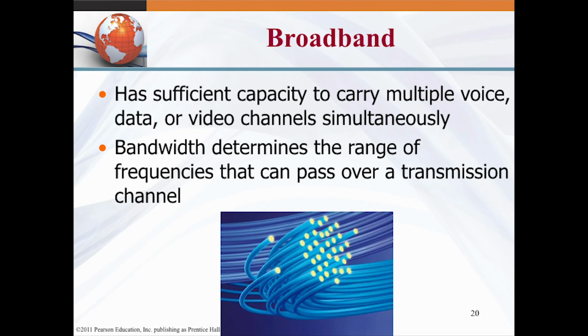Broadband. An example of the effects of broadband: the traditional telephone network offered quite limited bandwidth compared to the state-of-the-art digital telephone network. As a result, a traditional telephone call sounds lo-fi. Bandwidth is measured in bytes per second. A full page of English text is about 16,000 bits. You need to ensure that you have sufficient capacity to carry multiple voice, data, or video channels simultaneously. Bandwidth determines the range of frequency that can pass over a transmission channel.